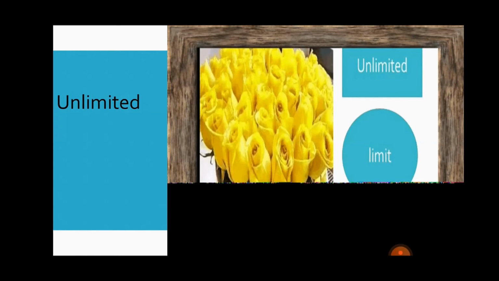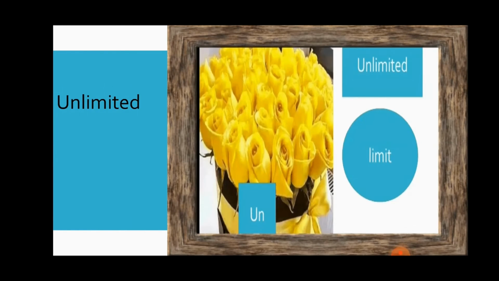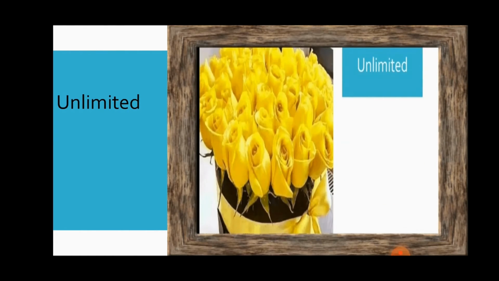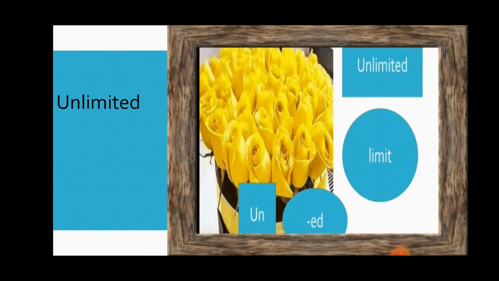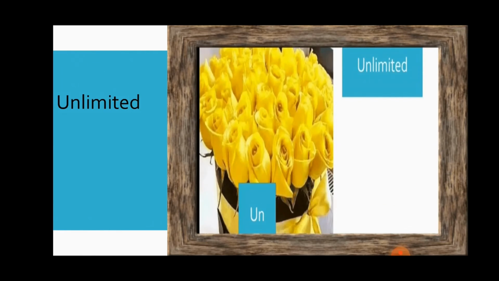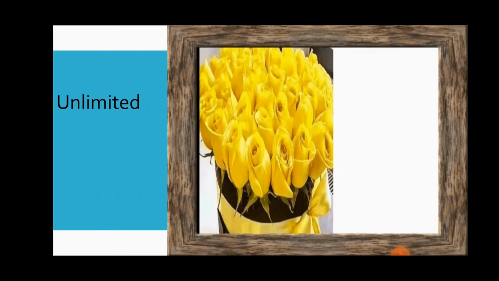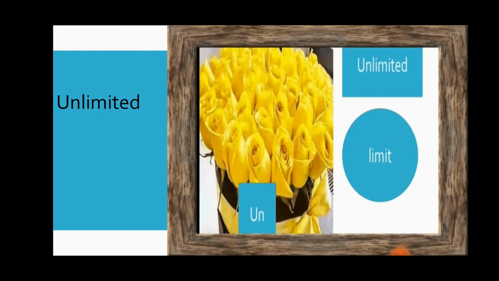Now we are going to see unlimited. Okay, so now we are going to see the parts of the word: un, limit, and ed. So un is related to prefix, limit is the base or the root word. And what about ed? Ed is related to the suffix. So they have done this work, that is limit is the base or root word, un means prefix, and ed means suffix. Okay, that is the point, you have to keep it in mind.